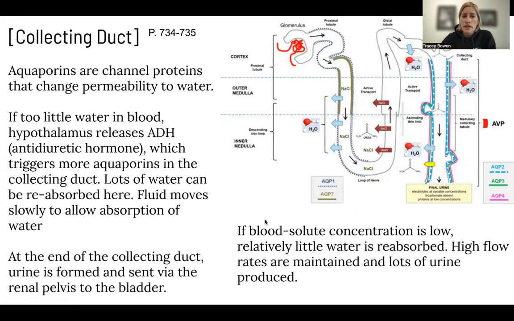And vice versa, if there's too much water in the tissue fluid that's moving through the nephron, if that blood solute concentration is really low, meaning there's a lot of water in that tissue fluid, then relatively little water will be reabsorbed. It's going to maintain a high flow rate, and then lots of urine would be produced.